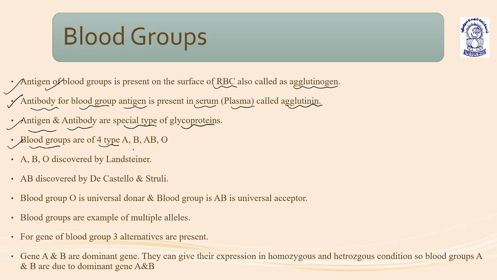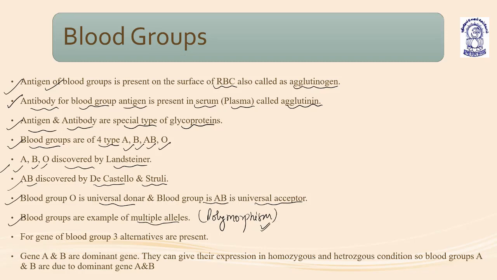Blood groups, there are four types: blood group A, B, AB, and O. A, B, O were discovered by Landsteiner. The blood group AB was discovered by De Castello and Sturli. Blood group O is the universal donor and blood group AB is the universal acceptor. Blood groups are an example of multiple alleles and DNA polymorphism. Polymorphism means a single trait is carried by different phenotypic characters.